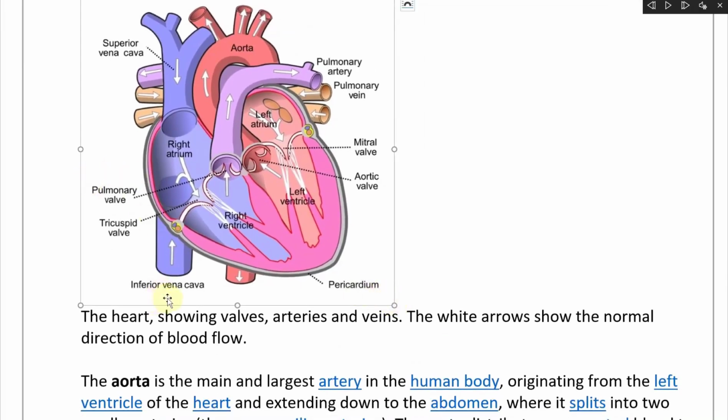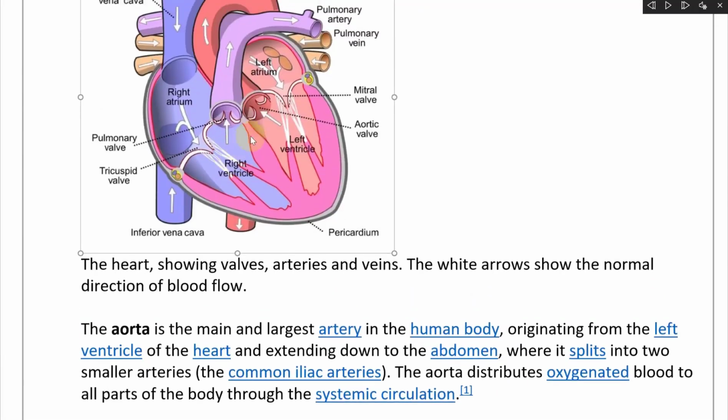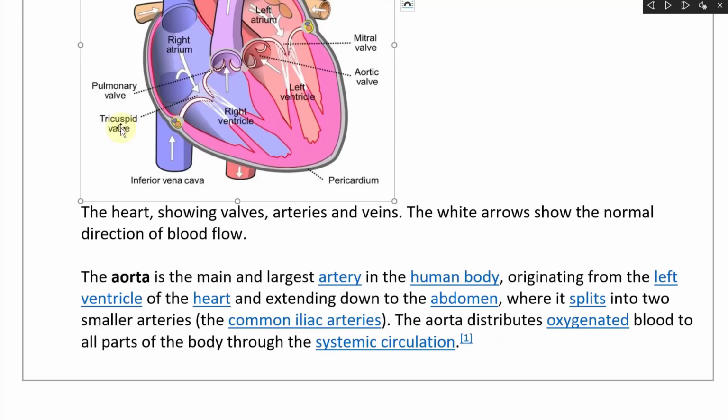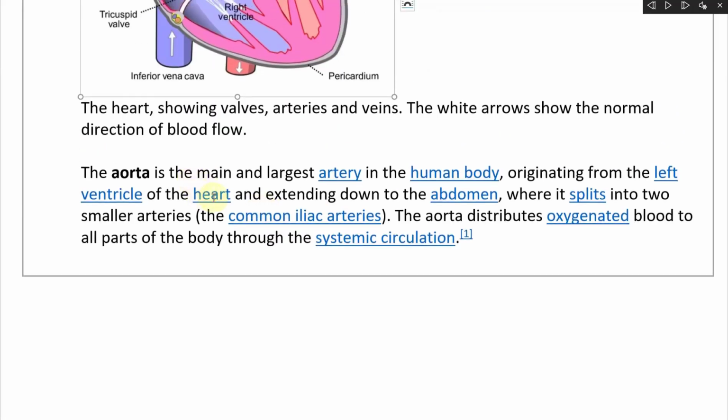So this is the inferior vena cava from the bottom, there's the superior from the top there. Very interesting. There's the aortic valves, mitral valves, etc. And pulmonary valve, and this is the tricuspid valve, going from the right atrium to the right ventricle. Very fascinating. Anyway, so here's the aorta. See the pronunciation here. Aorta.